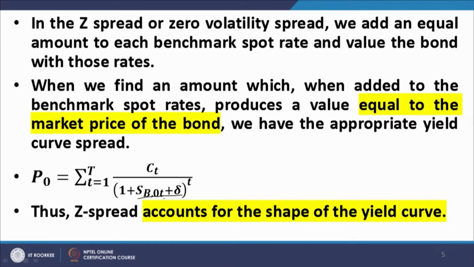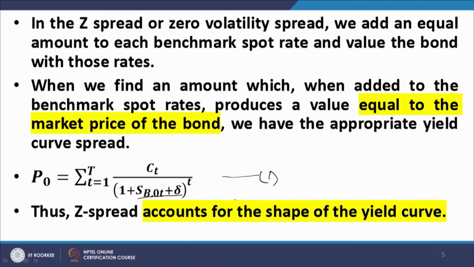Now, the question is, how do we determine delta? We determine delta by equating the right hand side, which is discounted cash flows at the benchmark spot rates plus delta, the add-on that I mentioned, to the current market price. This gives us one equation in one unknown. The unknown is delta and the equation is given here. Let us call it equation number 1.